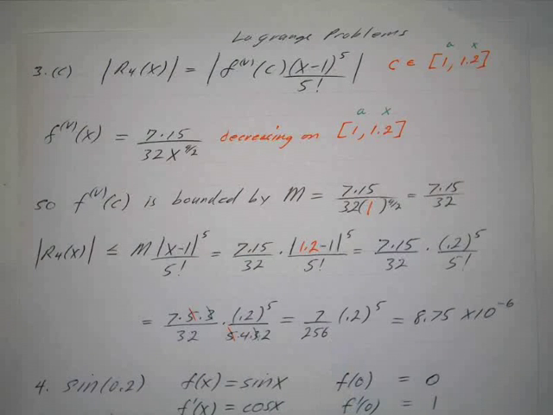64, 128 times 2 is 256. And then you can work this out in your calculator quite easily, and that's your error. 8.75 times 10 to the negative 6. So that was 3. Okay, and let's take a look at 4.